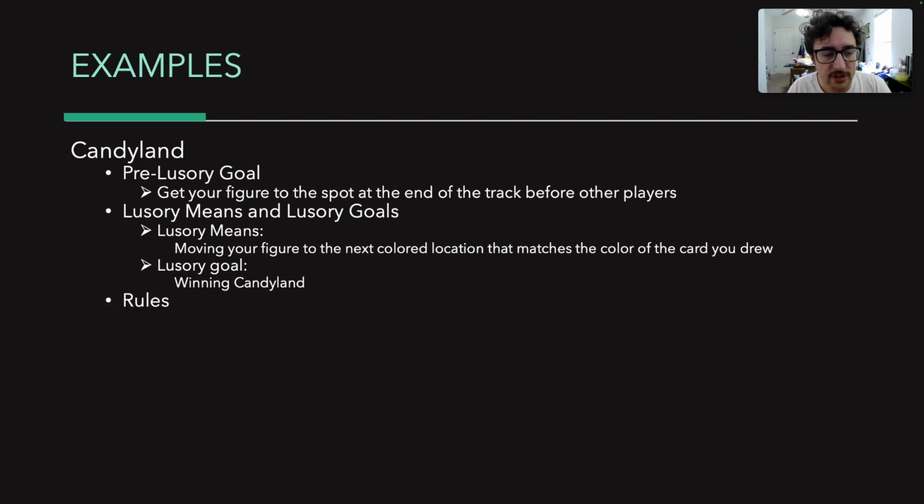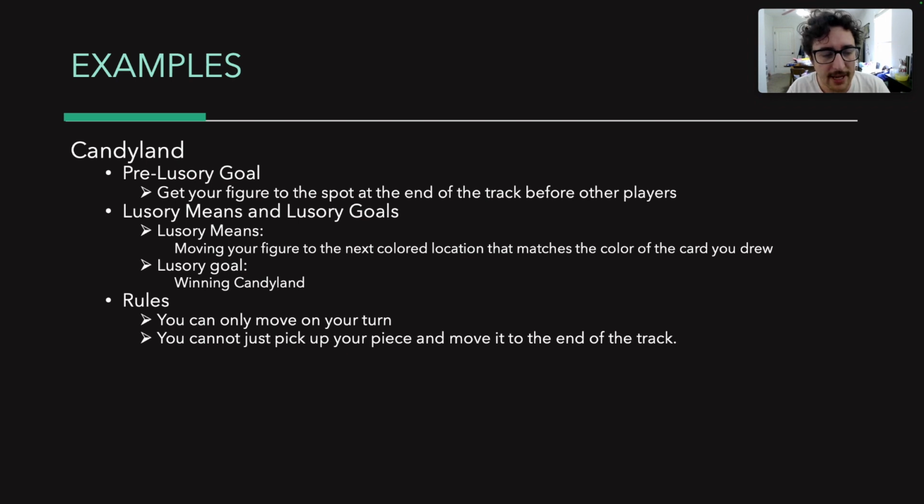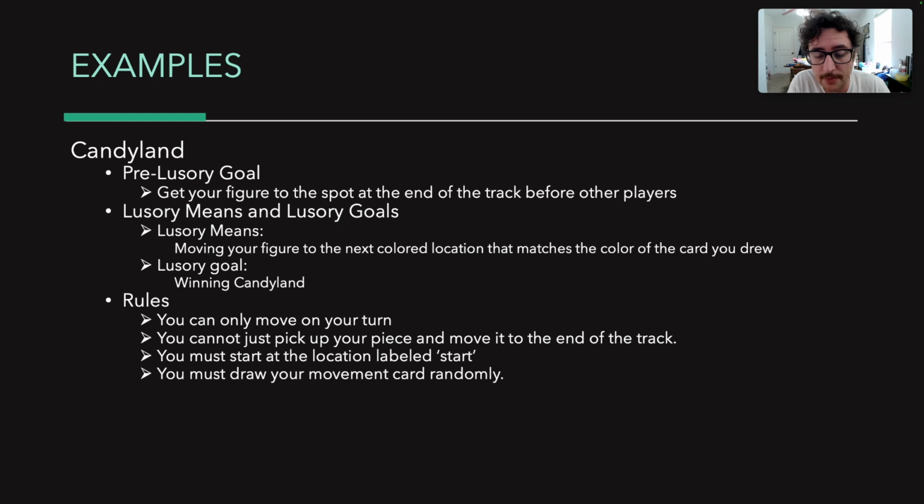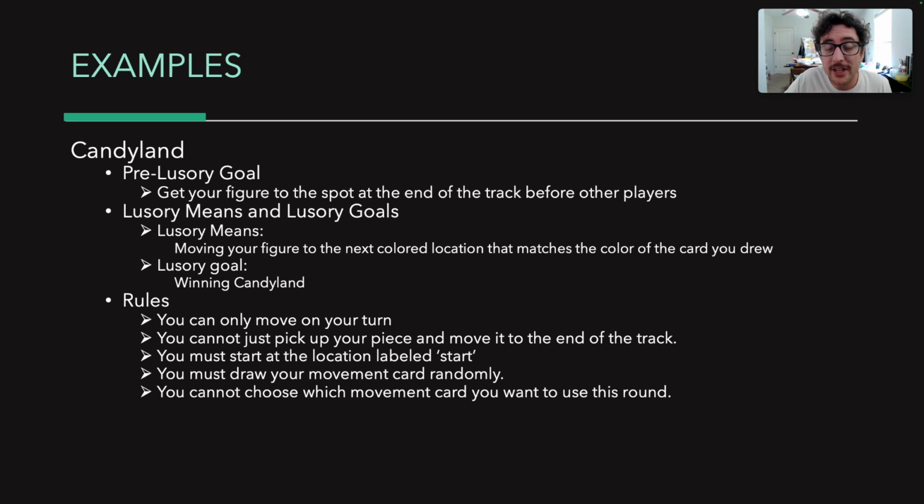Then there's the rules of Candyland. You can only move on your turn, so you have to take turns. You can only draw one card, then do that. You can't just pick up your piece and move it to the end of the track. You must start at the location labeled Start. You must draw your movement card randomly. You cannot choose which movement card you want to use this round. So you can't just go through the cards, find the color you want, and say, oh, this one will get me the farthest, so I'm going to use that one.